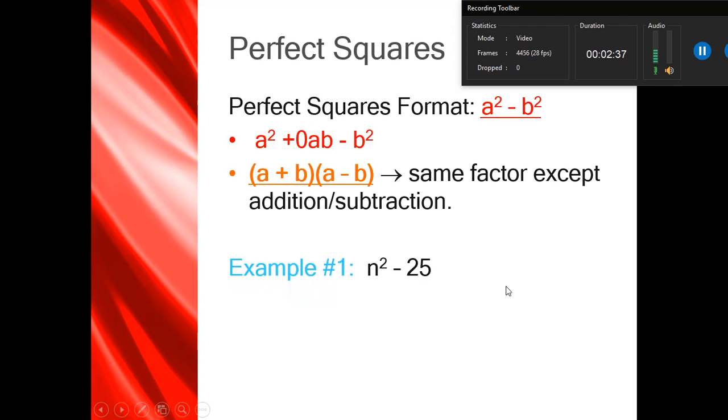So let's try one. I know that n squared is perfect and 25 is perfect, but we're missing that middle term. If it helps, you can rewrite it with the 0 in the middle. You can make a list of factors for negative 25, but I know since they have to add up to 0, the factors are identical. So one is plus 5 and one is minus 5.